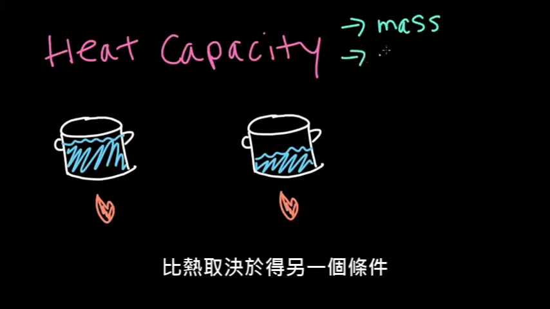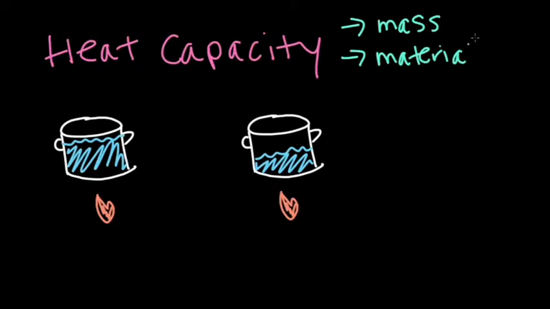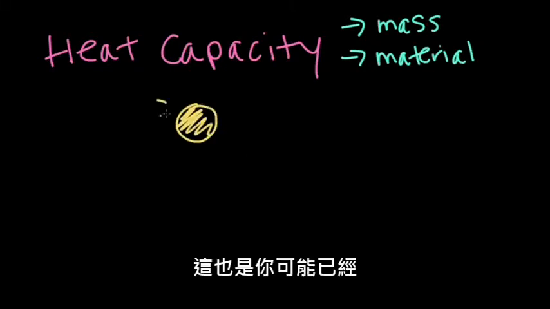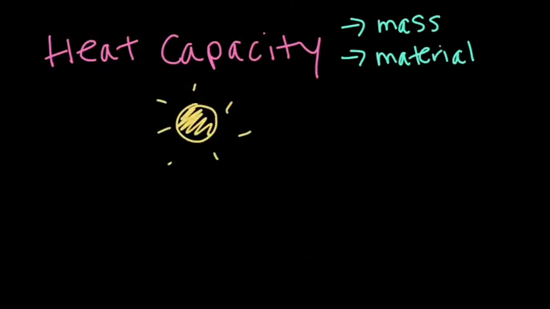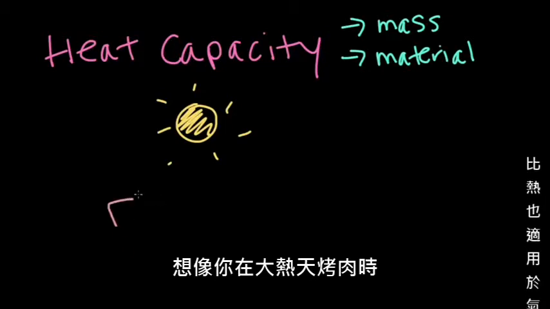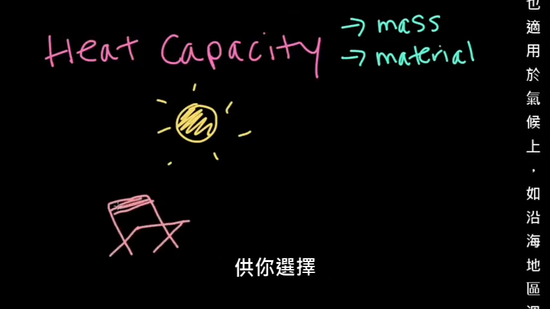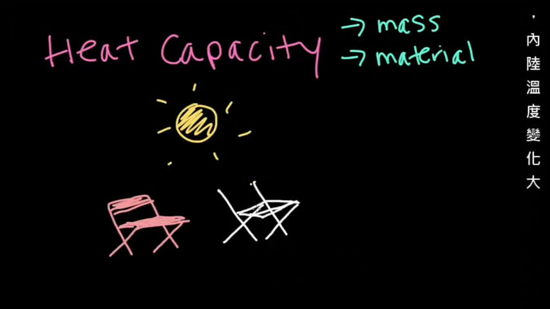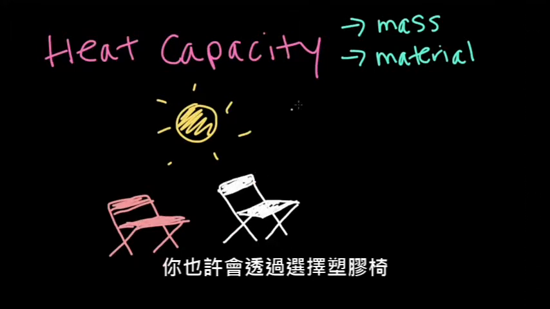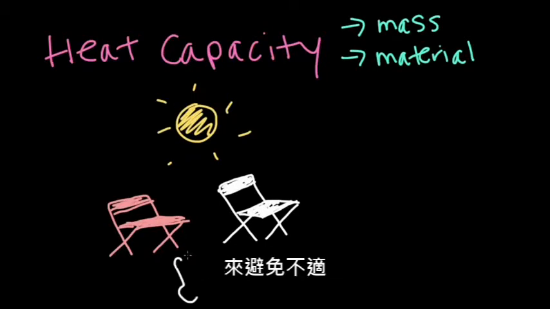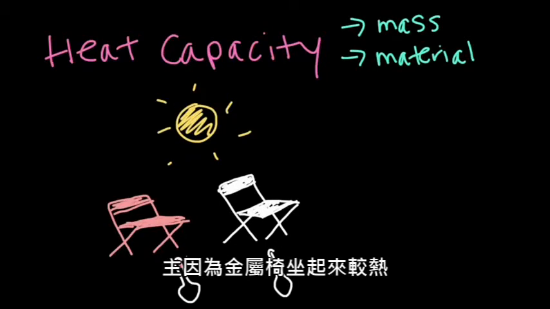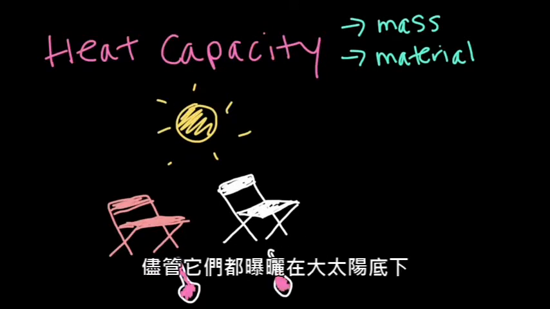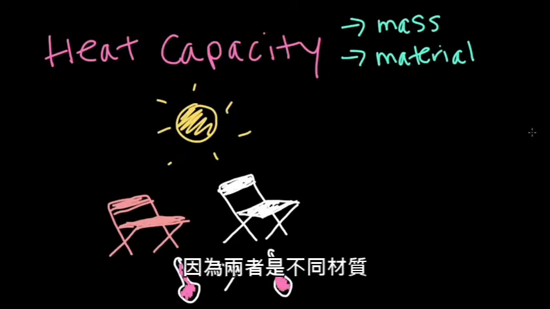The other thing that the heat capacity depends on is the material. This is also something you are probably already intuitively familiar with. Imagine you go to a barbecue on a hot day and there are two folding chairs left open for you to choose between. One is made of metal, the other of plastic, and they've both been sitting out in the sun. You'd probably choose the plastic one to save yourself some discomfort. The reason that the metal chair would be hotter despite both chairs having been sitting out in the sun is because metal and plastic are different materials and have different heat capacities.